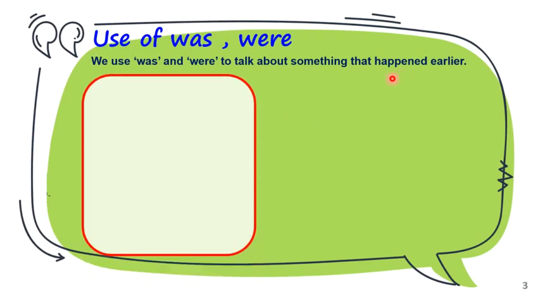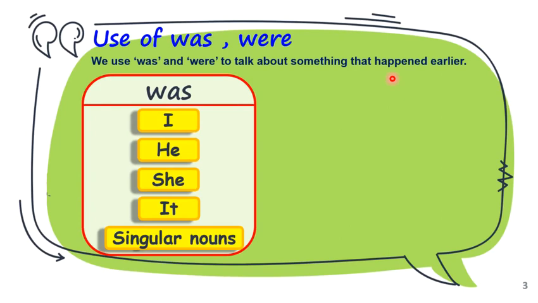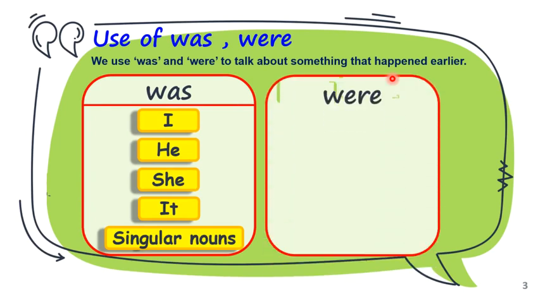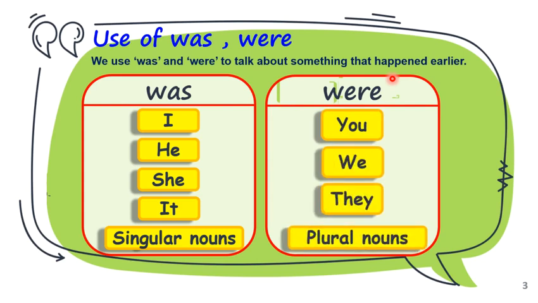Okay? We use was with I, he, she, it, and singular nouns. And we use were with you, we, they, and plural nouns. That's what you need to memorize and remember. Okay, let's have a look at some examples to understand the concepts more.